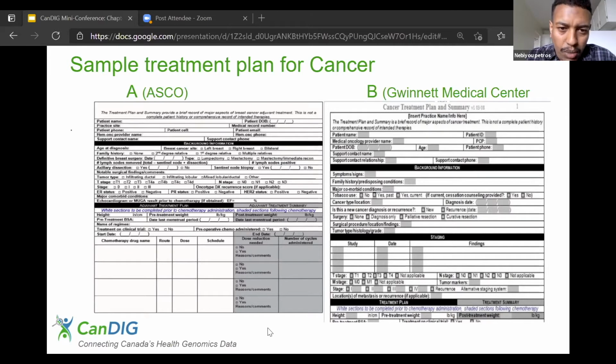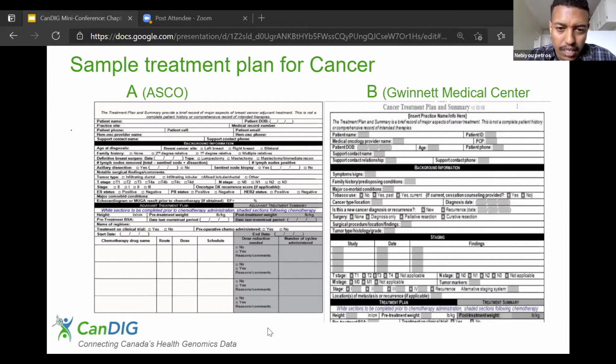Now, when we look at the middle section, we see that both have the same header for this section, which is background information. So we expect similar data to be collected. However, Form B requires symptoms and signs to be collected here, but Form A does not. And probably the same data is recorded under another section in Form A.